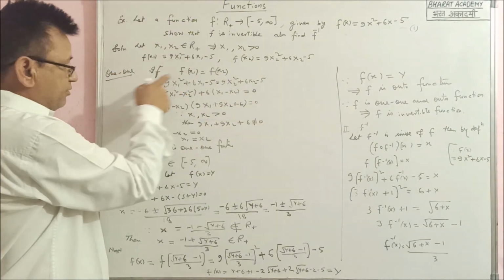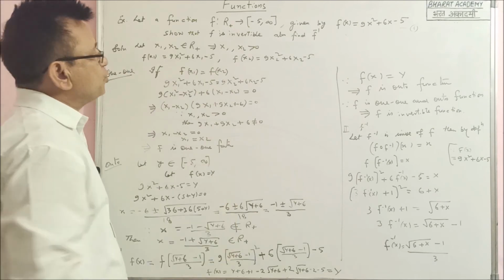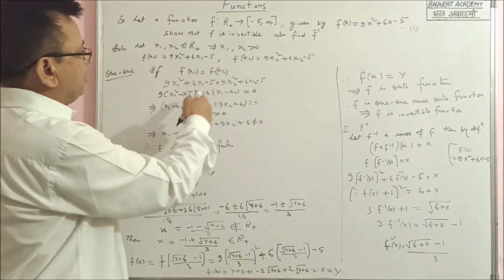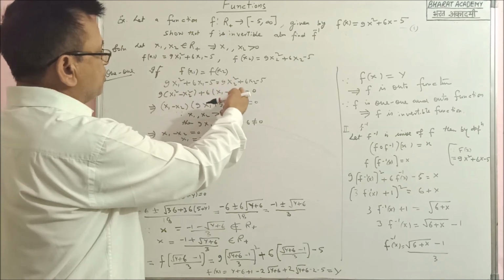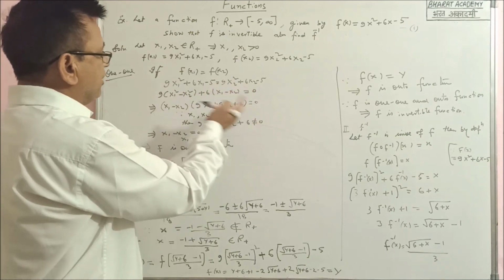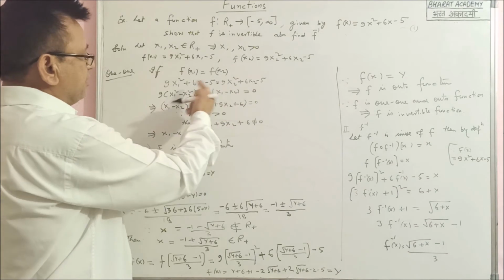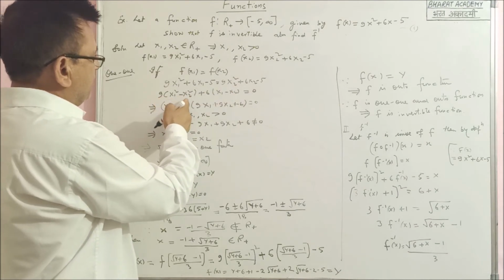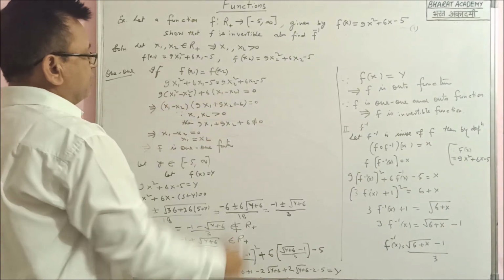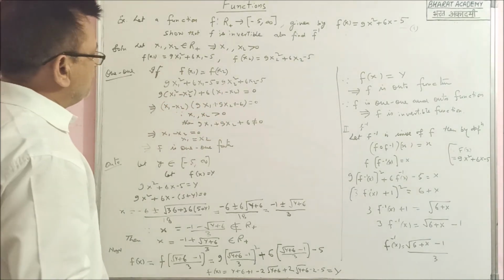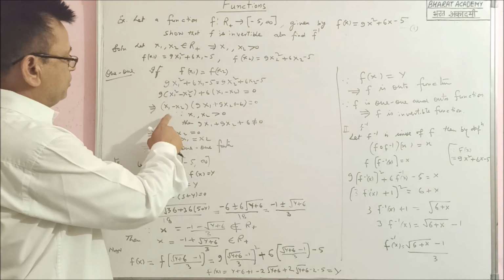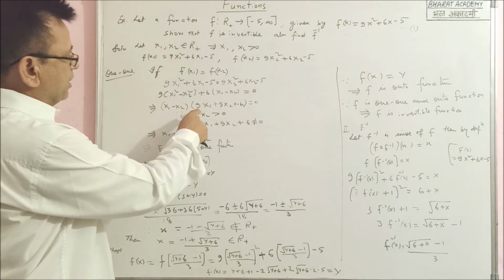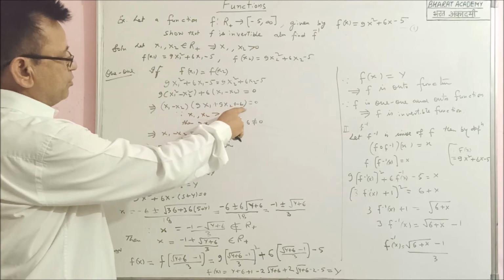For one-one, if f(x1) is equal to f(x2), so f(x1) means 9x1 square plus 6x1 minus 5 is equal to f(x2) means 9x2 square plus 6x2 minus 5. Minus 5 cancels, put all these values here. So this will be 9(x1 square minus x2 square) plus 6(x1 minus x2) equal to 0. I have factorized these values. It becomes ultimately (x1 minus x2) into (9x1 plus 9x2 plus 6) equal to 0.